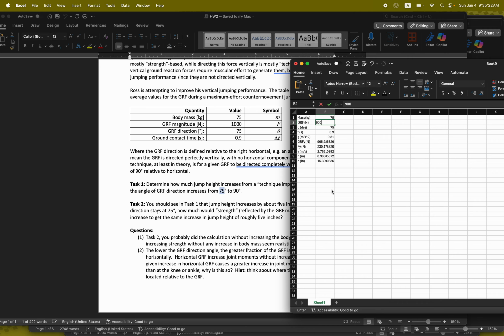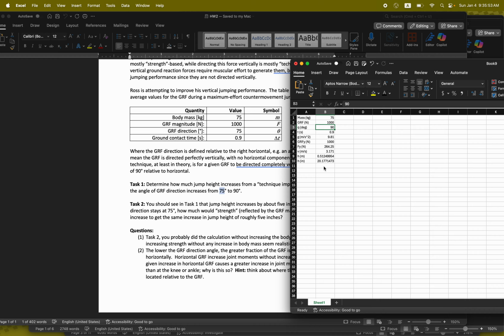If I decrease this to 900, then I jump quite a bit lower. If I increase it to 2,000, then I jump 413 inches in the air, some impossible jump height there. So play around with that number and see how big you have to get it, or see how much you have to increase it by to get about that same increase, up about that same plus 5 inches there when you leave it at 75 degrees as the angle rather than changing it to the 90 degrees there.